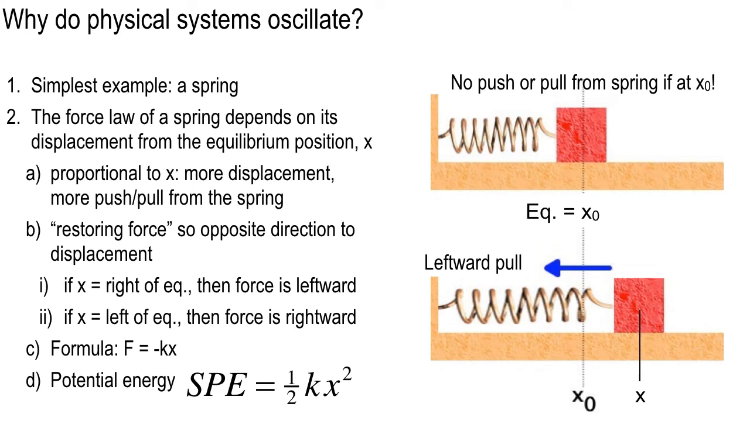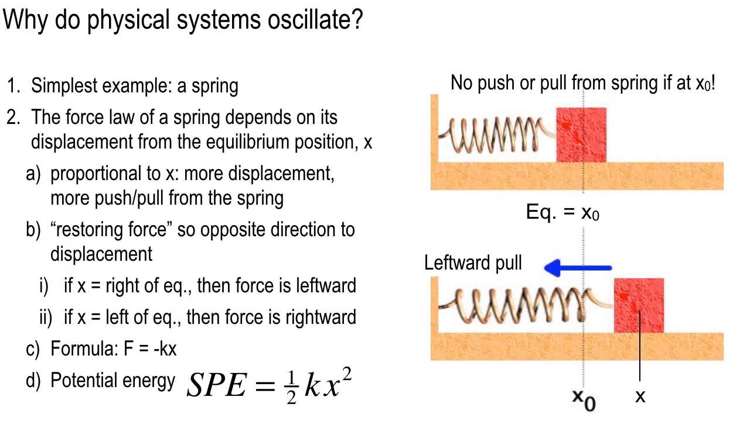Question? Can you go over the formula of negative kx? Yeah, the minus sign means that it's opposite direction from the displacement x. So if x is positive, that means it's to the right, which is right here.